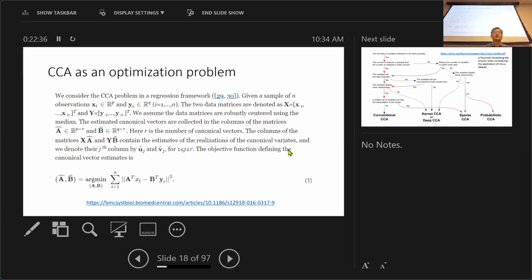We can also consider CCA as an optimization problem. So you don't know the rotation, you just try to get the A and the B, and then rotate your original X and Y data points. Try to minimize this difference. Okay.